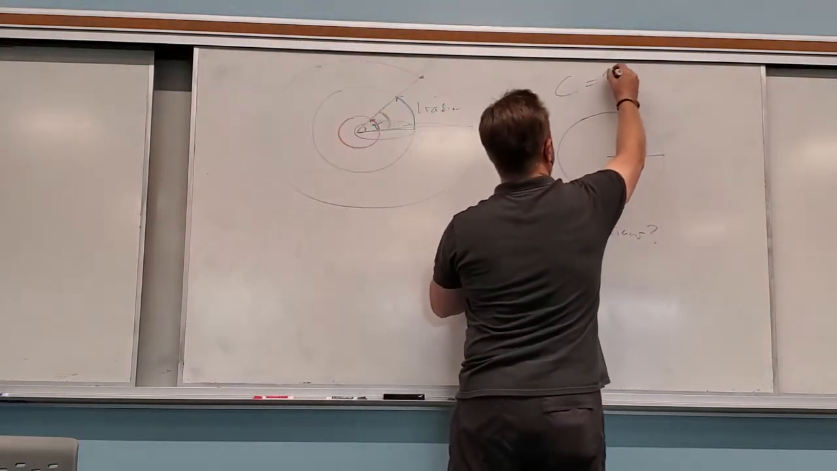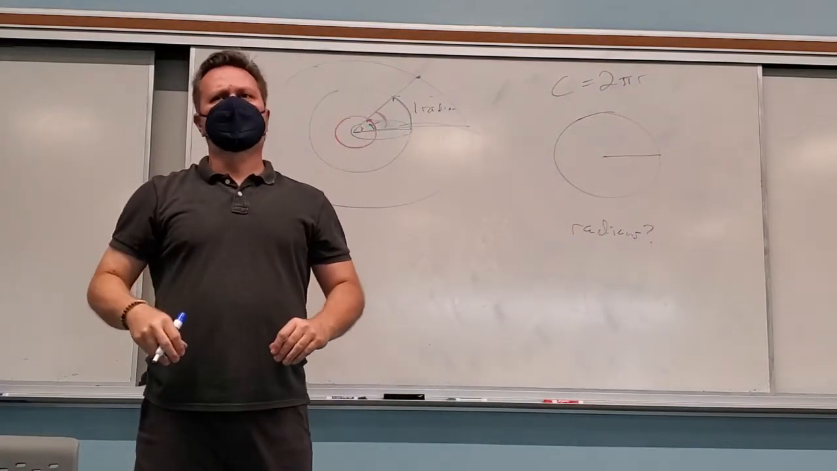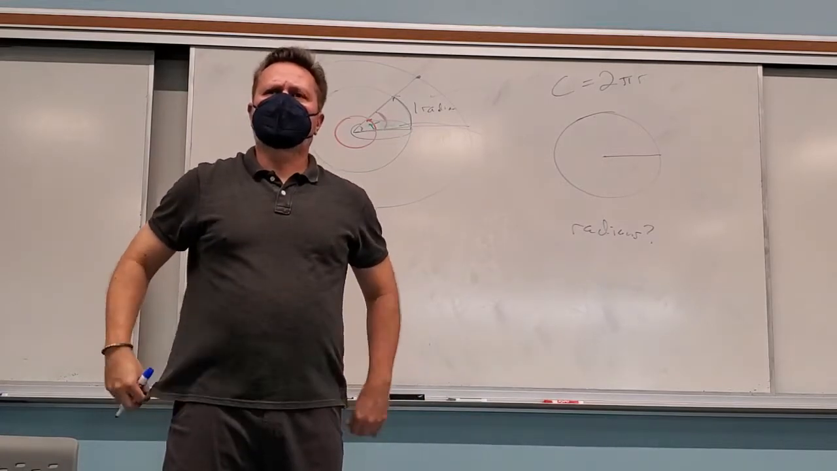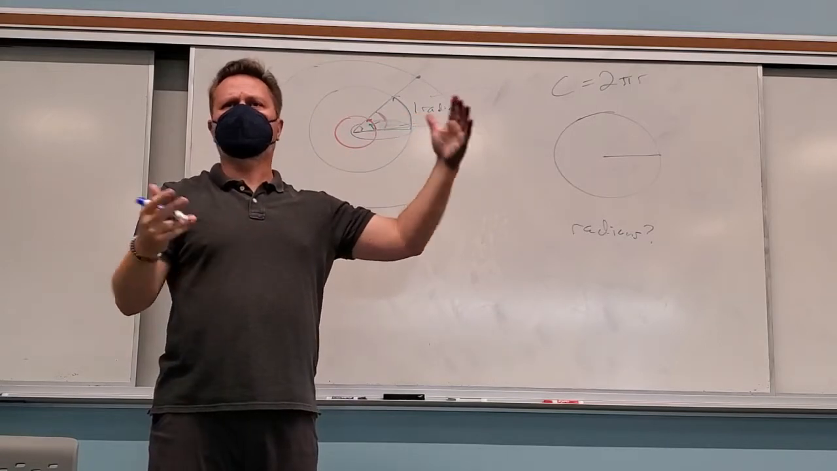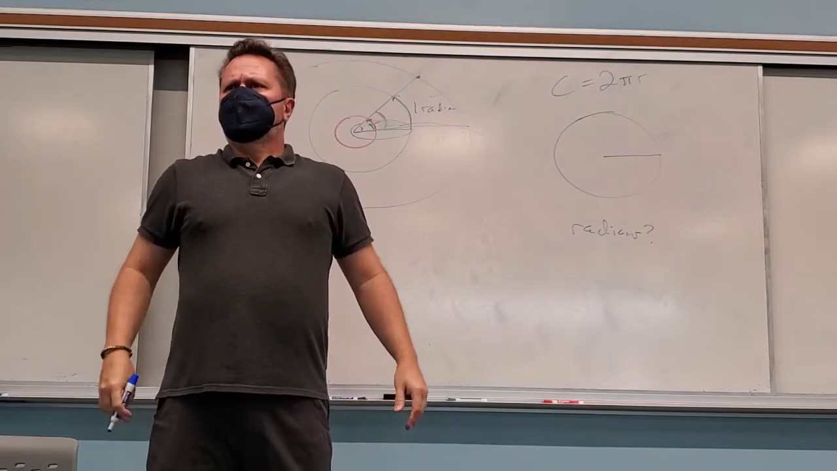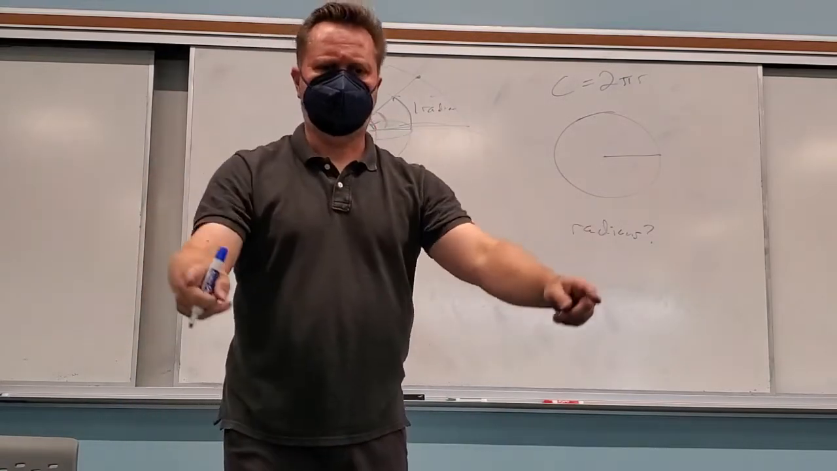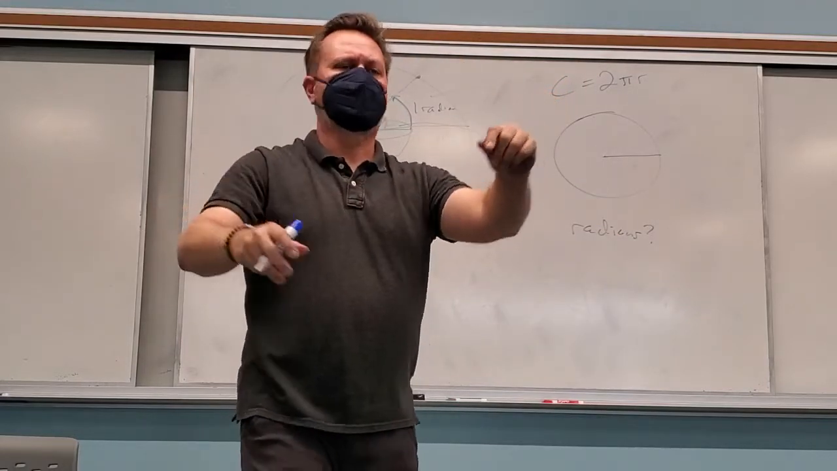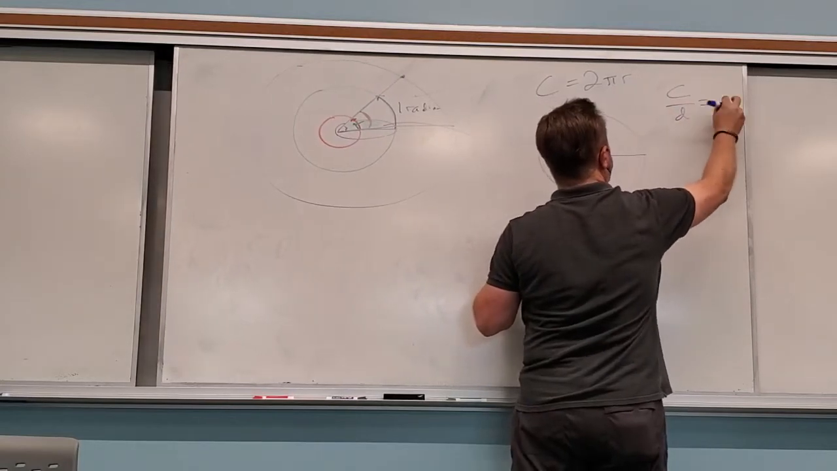Does that sound familiar to anybody? No? In fact, do you guys know where pi comes from? Have I told you this already? If you take any circle and measure the circumference, and then you measure the diameter, circumference divided by diameter is always the same number.